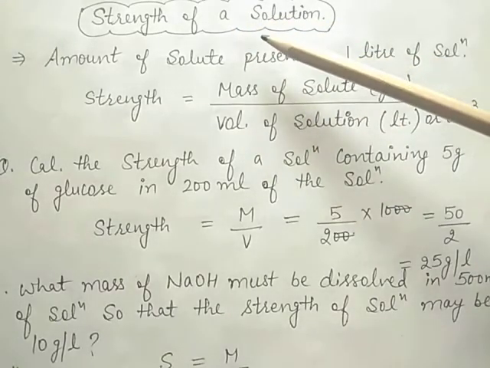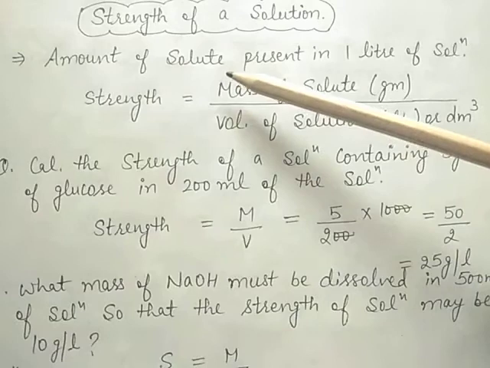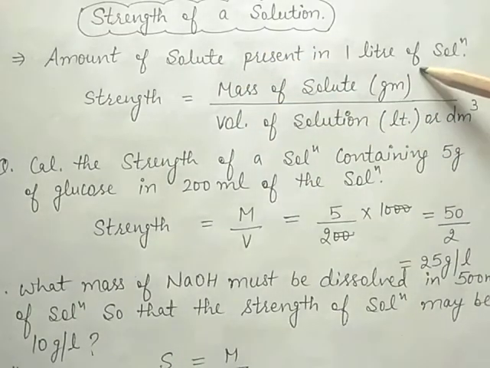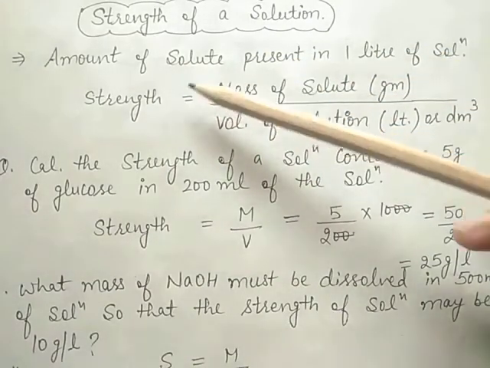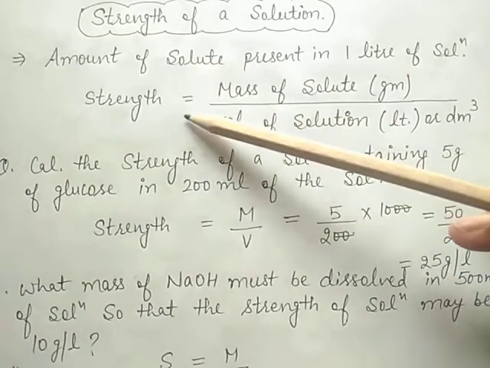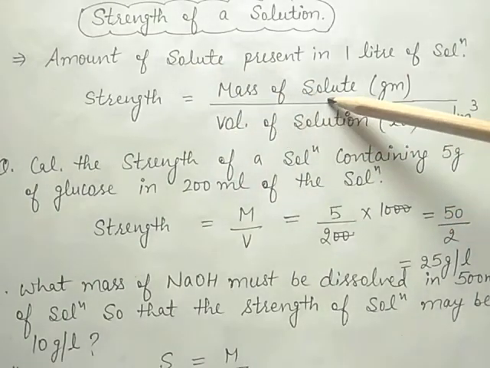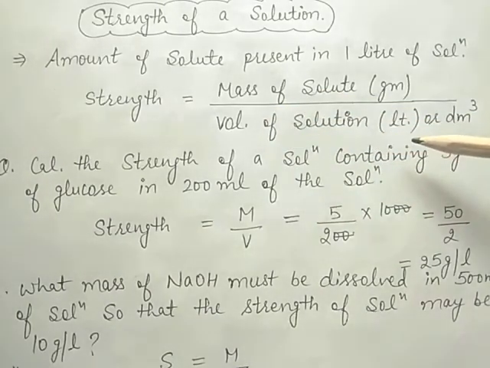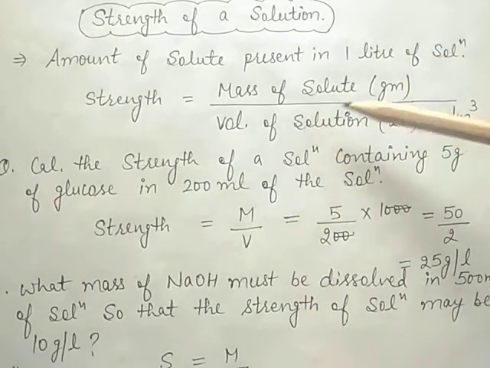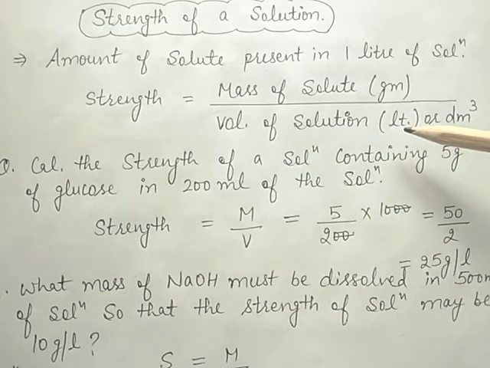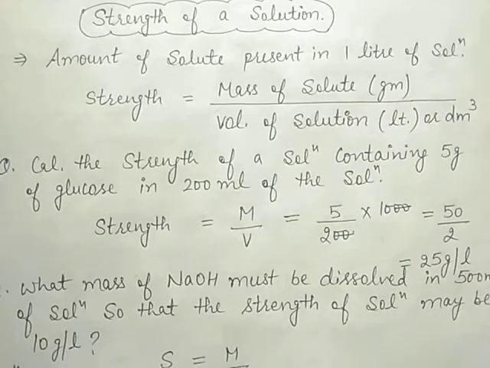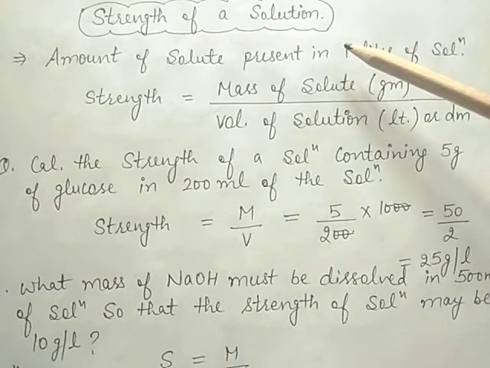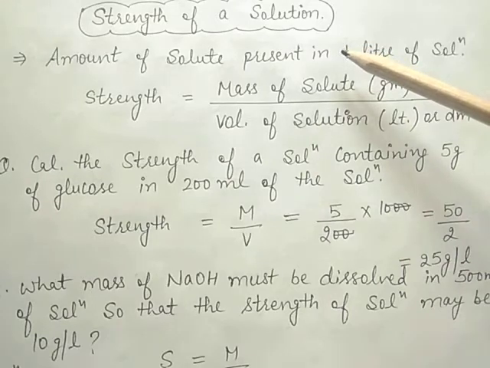What do you mean by strength of a solution? Amount of solute present in 1 liter of solution. It means strength is equal to mass of solute divided by volume of solution in liter. Mass is present in gram and volume is present in liter or decimeter cube. The concentration of solution is also shown in terms of strength.